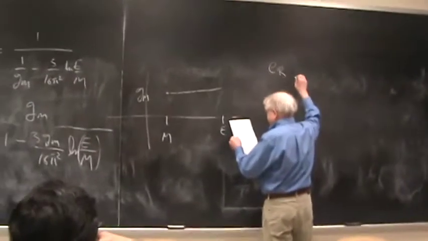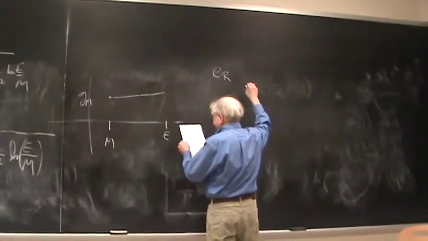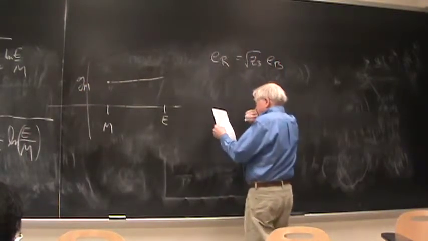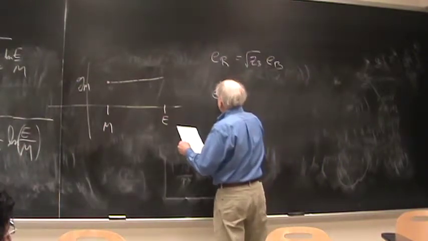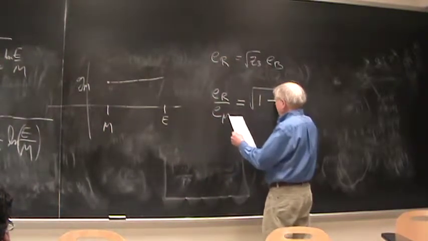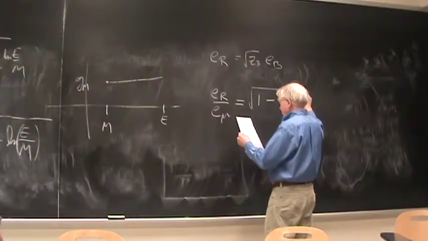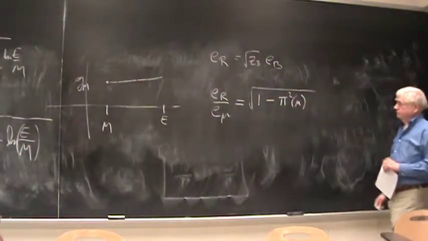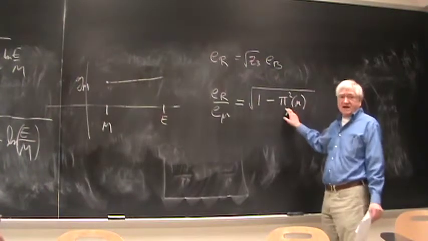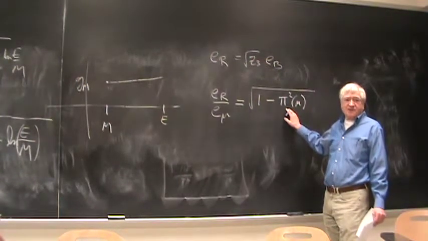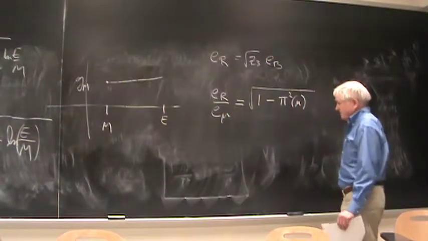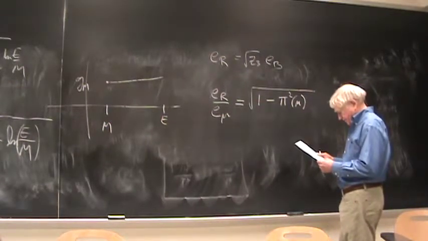Basically, the renormalized coupling is the square root of Z3 times the bare coupling. And also, the renormalized coupling over the running coupling is defined in the following way: e_R over e(mu) is the square root of 1 minus pi squared of mu, where this pi squared is the thing we computed with dimensional regularization weeks ago, in fact, months ago.